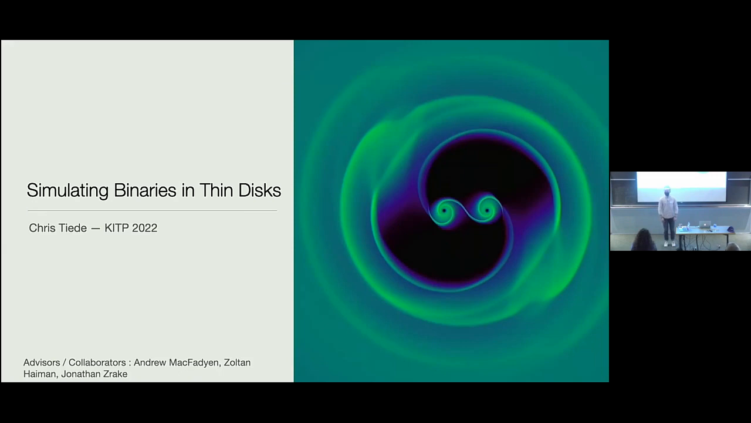But it's worth mentioning that all of these simulations that I'm going to talk about don't impose any explicit mass scale. So even though we're generally thinking about supermassive black holes, so long as your disk is sufficiently thin compared to the binary, you can draw some conclusions for binaries across the mass spectrum.